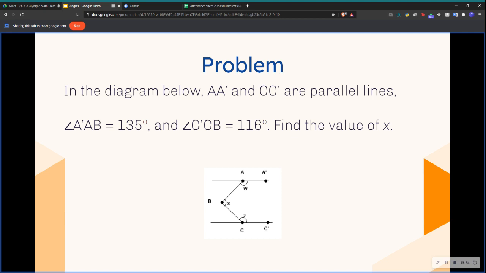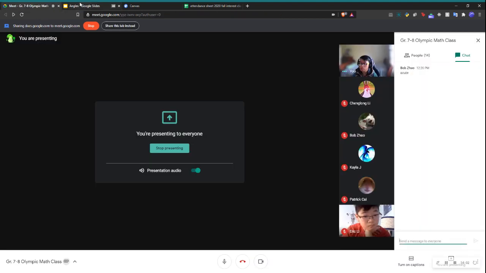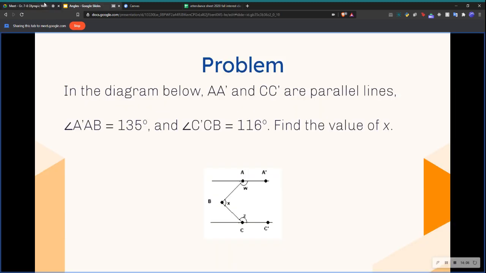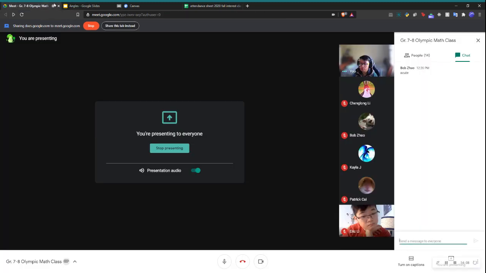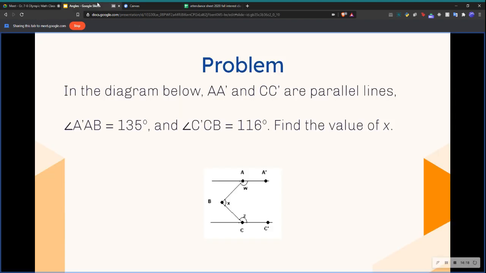Just curious, does anyone have an answer so far? No, not quite. I think it's a pretty challenging problem that I picked, so I think we'll take it up together. 109, says Chengao. I think that's correct. Nice. Let's take it up.